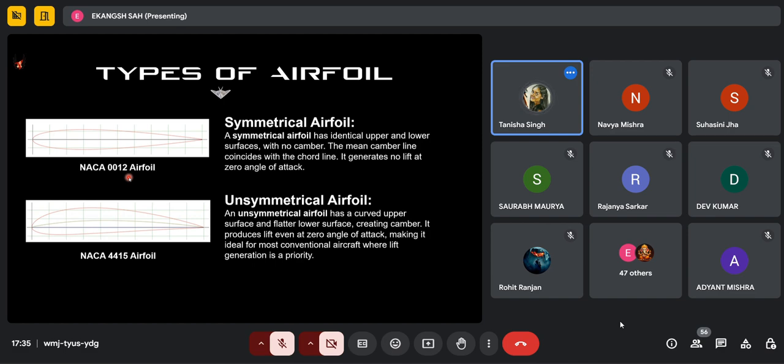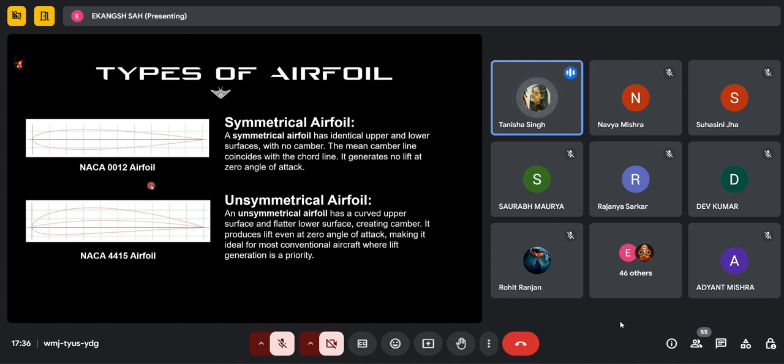Then we have an asymmetrical or unsymmetrical airfoil, which has different positive and negative stall angles, and the mean camber line is above the chord line. Asymmetrical airfoils can generate lift at zero angle of attack. Here, an example of the NACA 4415 airfoil is presented before you.